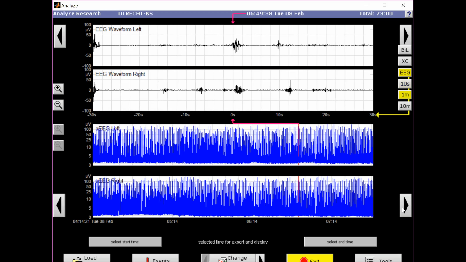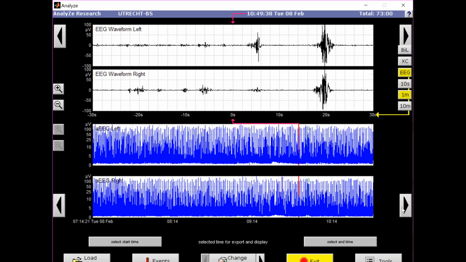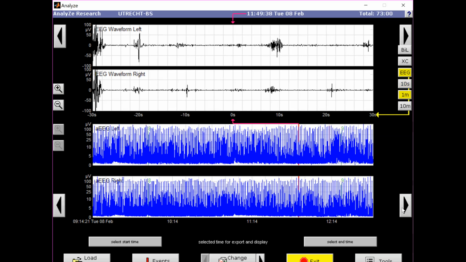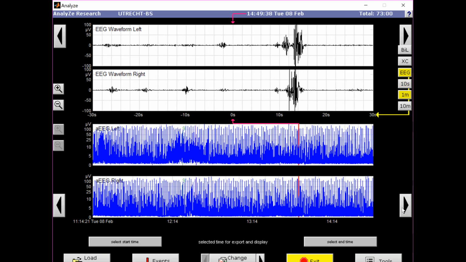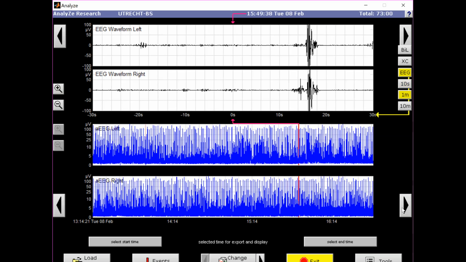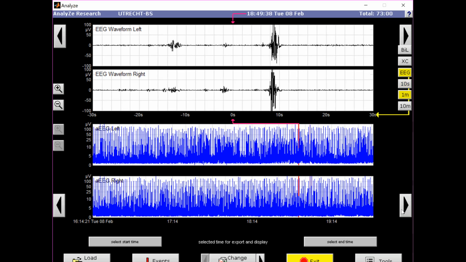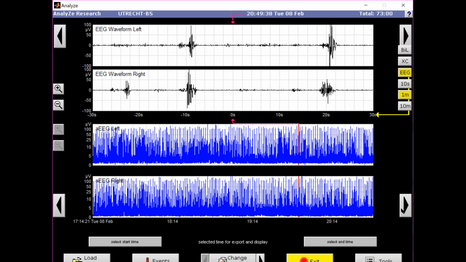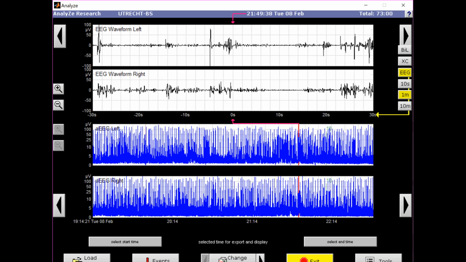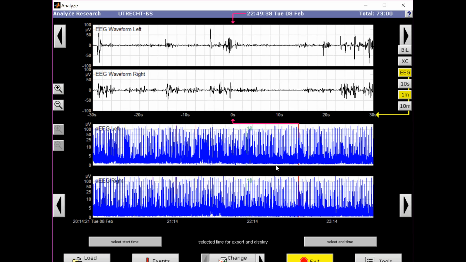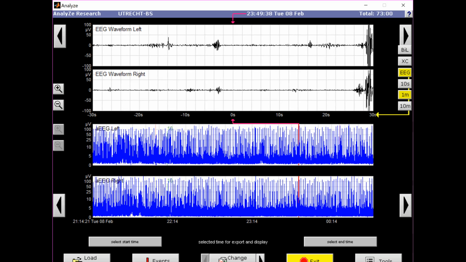Let's see if there's anything else interesting. This is a very long tracing, like 70 hours or something. Any questions about display stuff? Look how sparse the burst suppression is on this one. Any questions about that? Sorry about the technical issue, I don't know what happened.